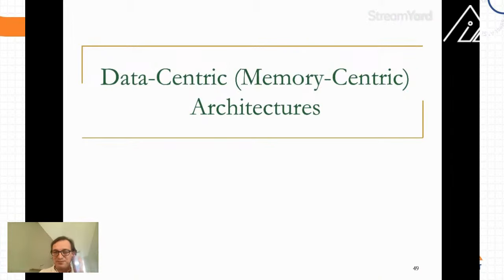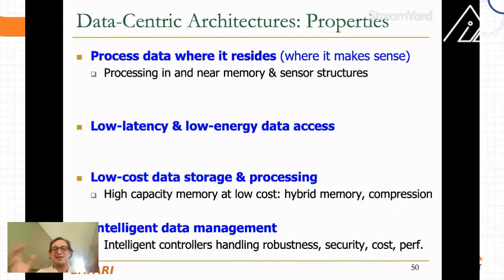Okay, now let me jump into one aspect of this vision, which is how to build data-centric or more memory-centric architectures. If you look at this data-centric architecture, and if you want to actually describe the properties of it, there's a whole world within itself.